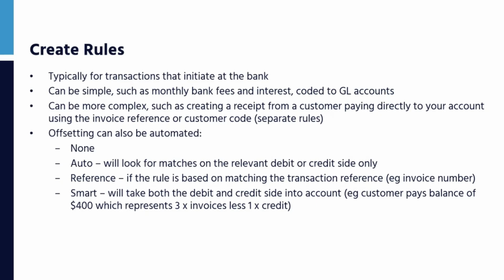And then there's the smart offset. We'll give a bit more of an example of that one in a moment and contrast the auto and smart. Essentially, it looks at the outstanding items on both the debit and credit side of the account. So the example there is perhaps a customer pays off their balance, and that balance is represented by 3 invoices and 1 credit. Ideally, the credit would have been offset against one of the invoices, but if it was an unrelated credit, then that wouldn't be the case. So the system will then look and go, okay, we've got this money, we can see that there's outstanding items on both the debit and credit side, and offset accordingly.